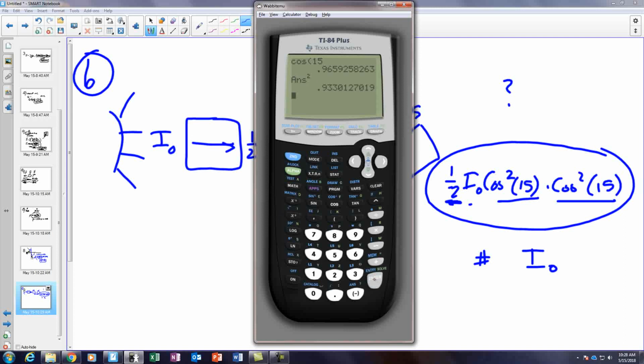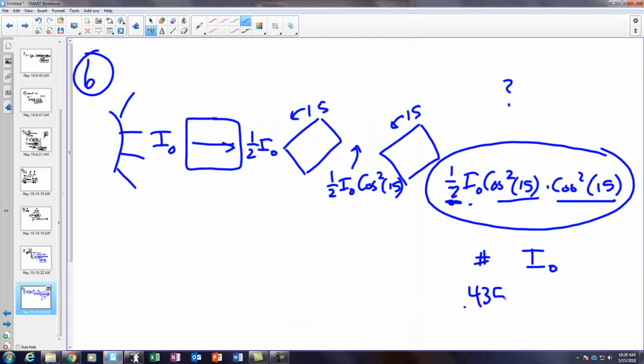That right there is cosine of 15 squared, correct? We squared the cosine of 15. I want to multiply the cosine squared times itself, correct? Which means to do what? Square. So I'm going to square my answer again. That gives me all the cosine squares managed. I need to multiply that by 0.5 to get 0.435. 0.435 of the initial light gets through. So 44% of the initial light is going to get through.